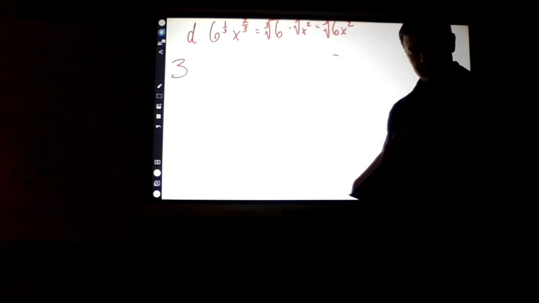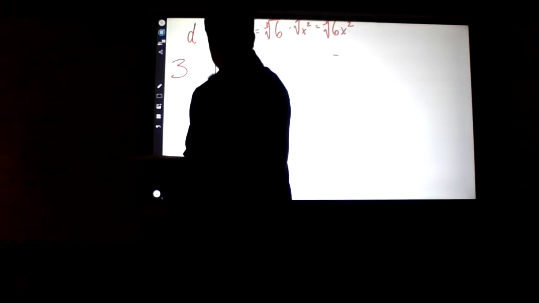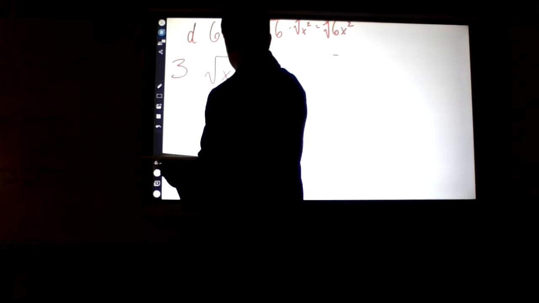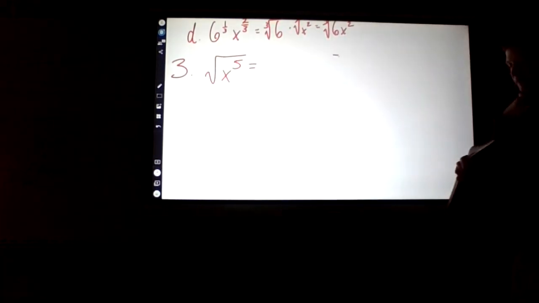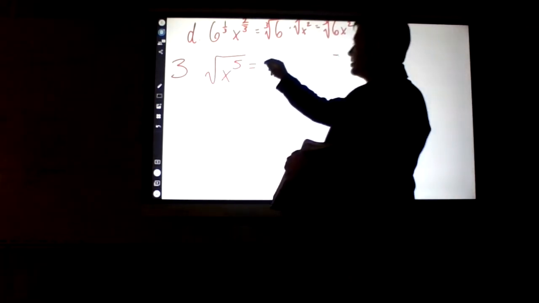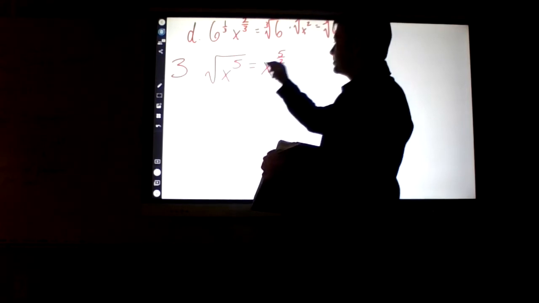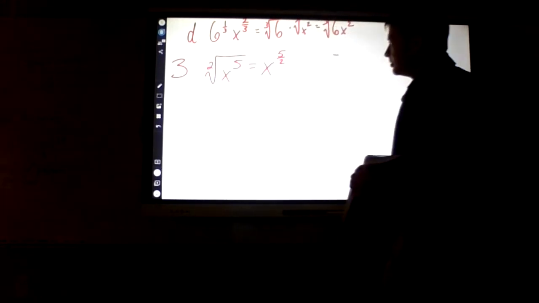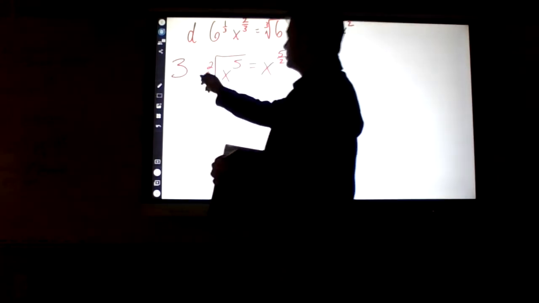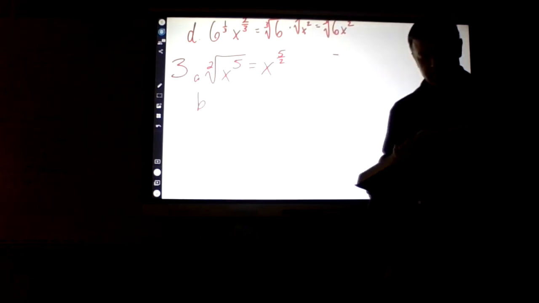Number 3. Write the expression using positive rational exponents. So we're going the opposite direction. We're supposed to turn this into exponential form. So the square root of x to the 5th becomes x to the 5 over 2. If there's no root right here, there's an invisible 2 right there. A, B. Boom, boom, boom.